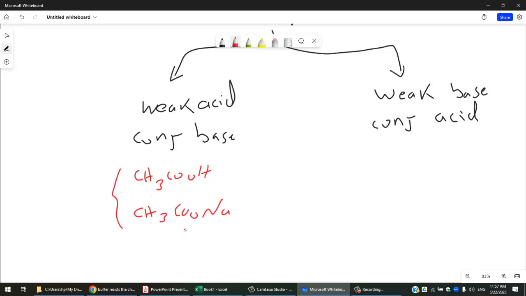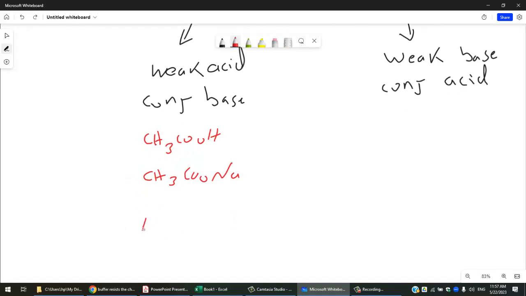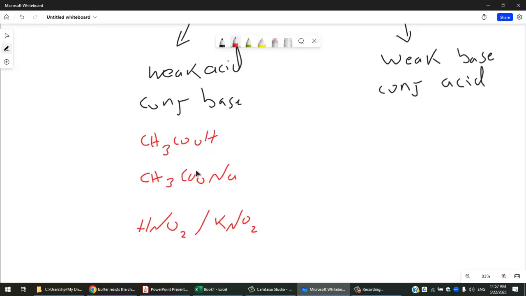Another example would be, let's say, HNO2, not HNO3. HNO3 is a strong acid. You need to bring HNO2, which is a weak acid, and you can add to that KNO2, potassium nitrite. So a mixture of potassium nitrite and nitrous acid would make you a good buffer.